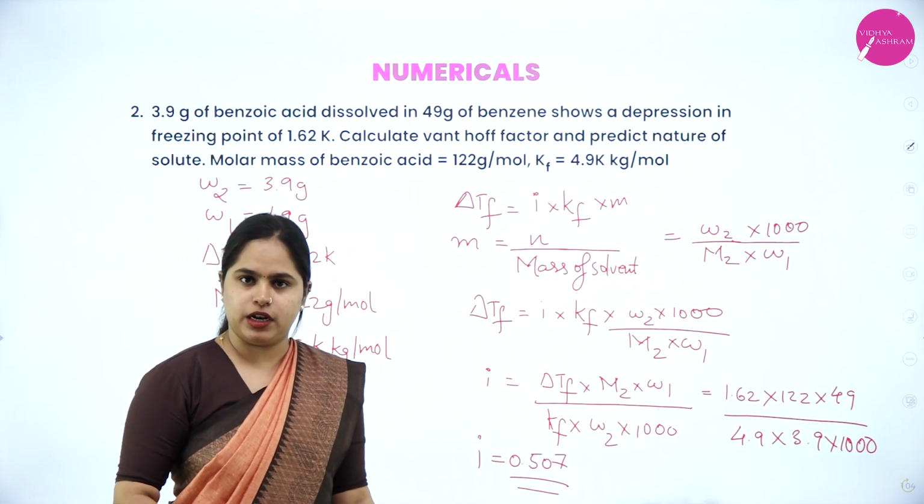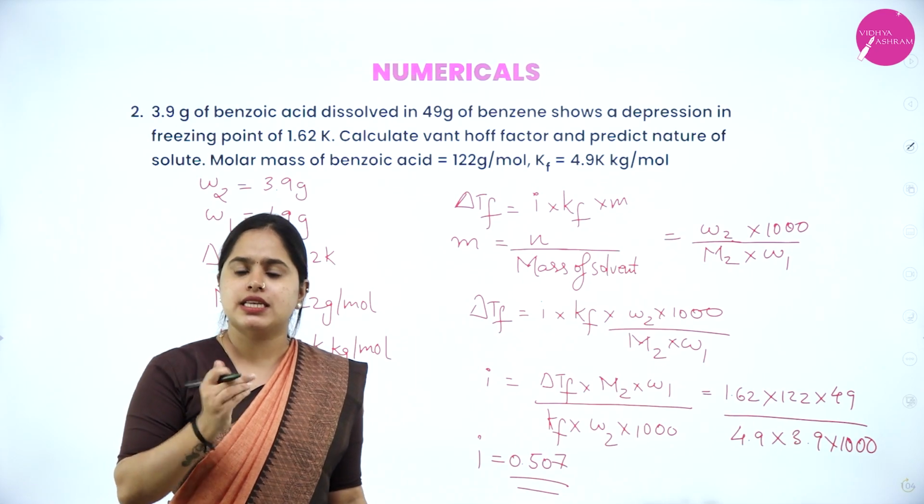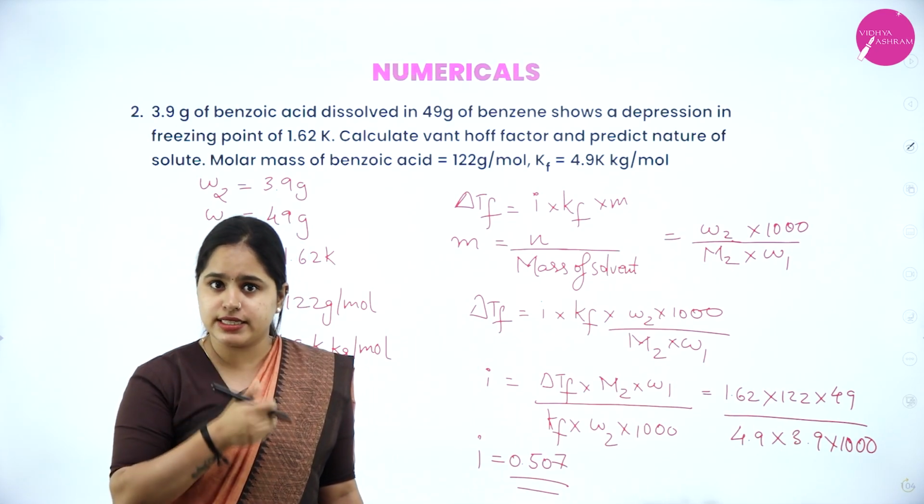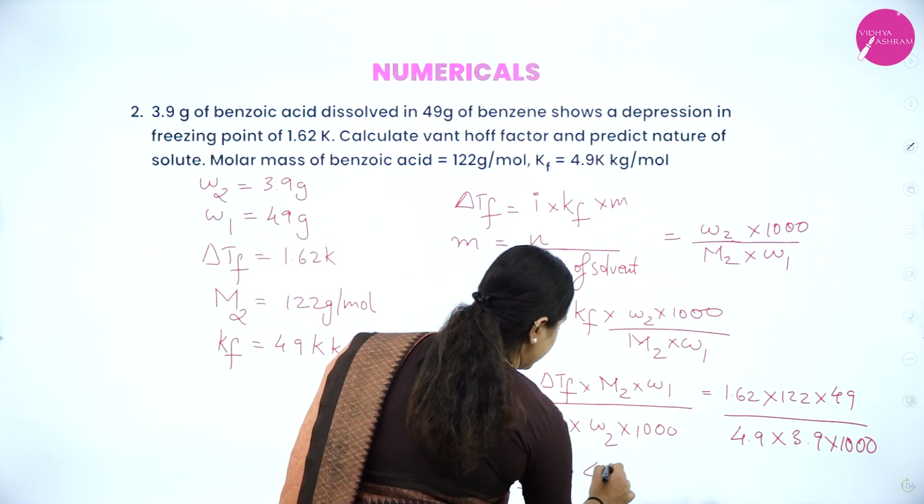So, we got the I value. It is 0.507. Is it less than 1 or more than 1? It is less than 1, right? Our I value is less than 1.